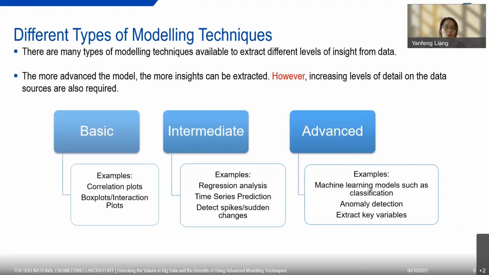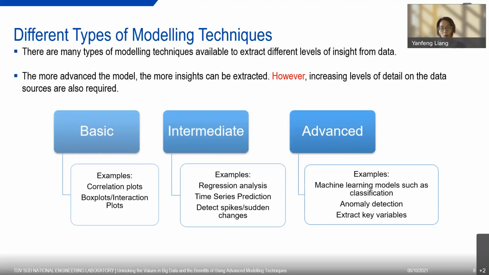The next one up is the intermediate modeling techniques. So now we are doing a little bit more. Examples of that would be regression analysis, time series prediction, as well as using algorithms to detect any sudden spikes and sudden changes in your data, which could signify to end users that maybe there are some potential underlying problems.